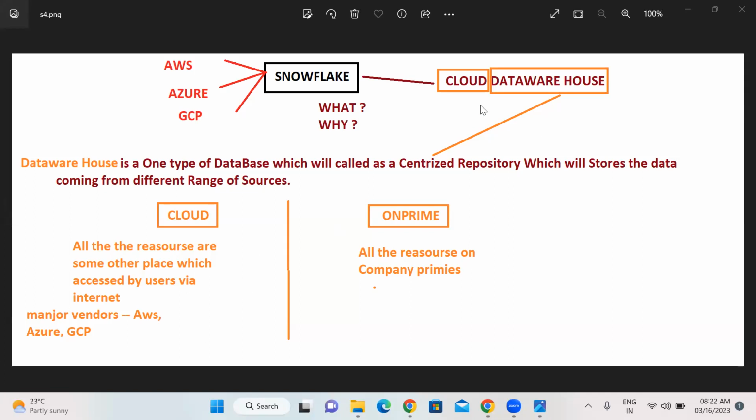Now, what is cloud? You should say cloud data warehouse. Data warehouse means maintaining the data in a warehouse, a centralized repository. What is a cloud data warehouse? Cloud is nothing but maintaining the data in some other place. Yes, maintaining the data in servers, hard disks, storage, external hard drives, but not in your place.